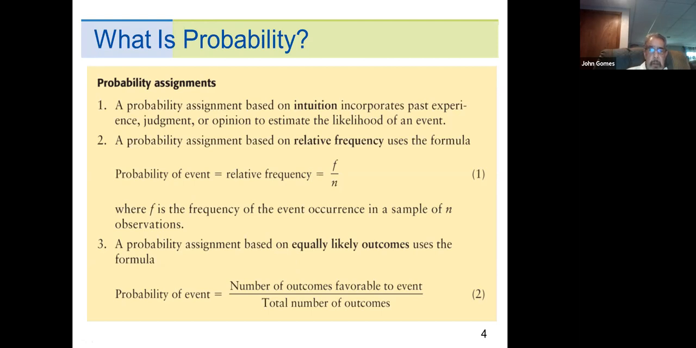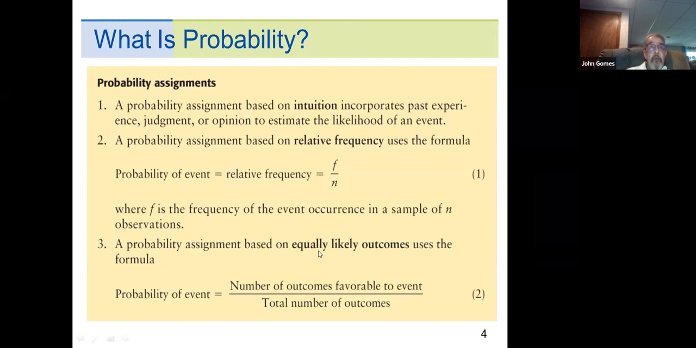Thank you. We make a living with number three. Equally likely outcomes, things that have the same chance of popping up. Here again, it's a fraction. It's the number of total favorable outcomes over the number of total outcomes.